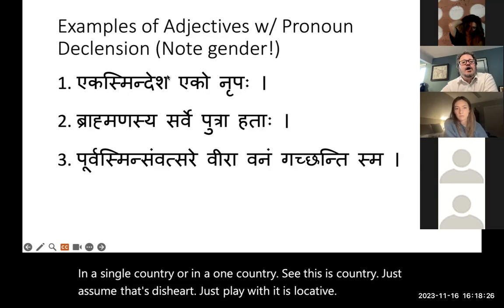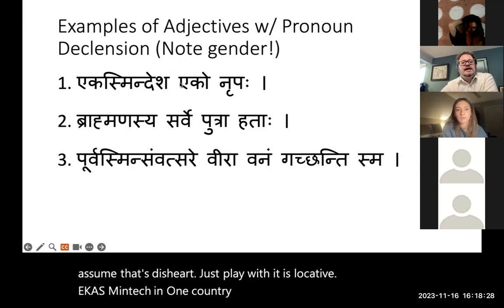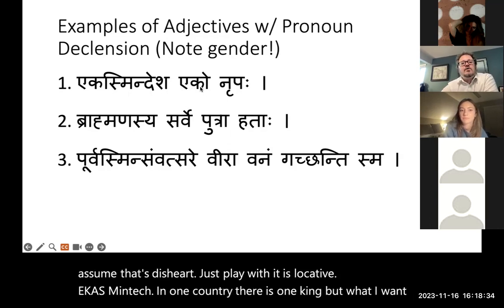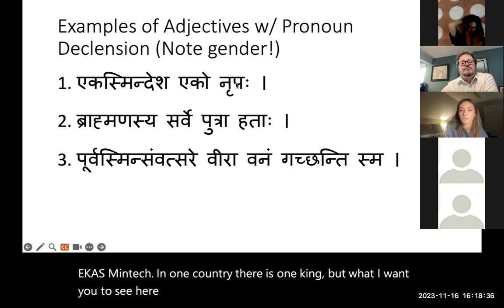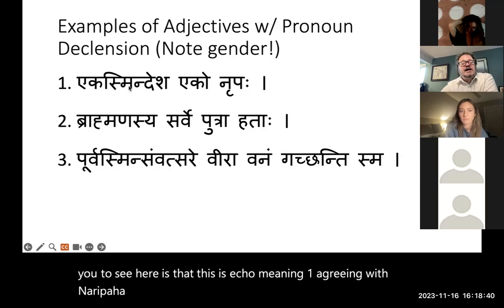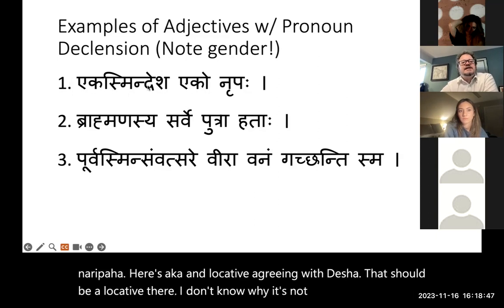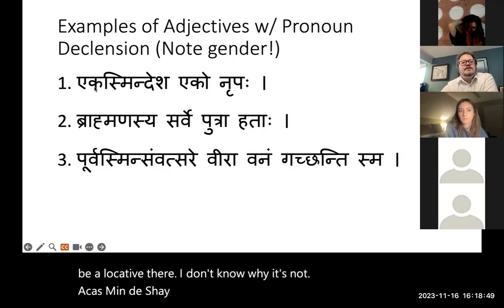Ekasmin deshe. In one country, there is one king. But what I want you to see here is that this is eko, meaning one, agreeing with nripaha. Here's eka in the locative, agreeing with deshe. Ekasmin deshe, so that's eka according to the locative singular.